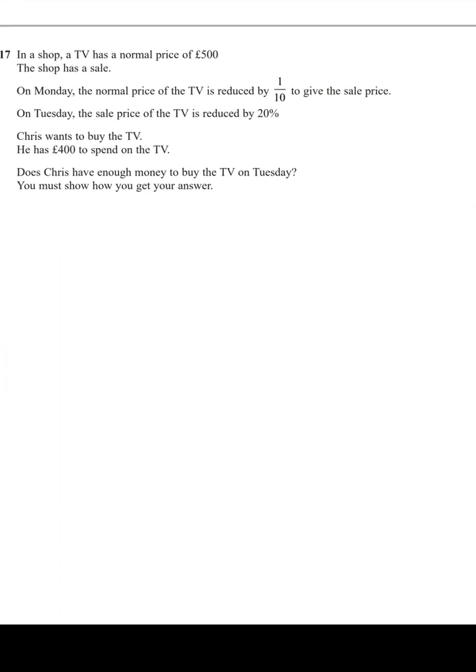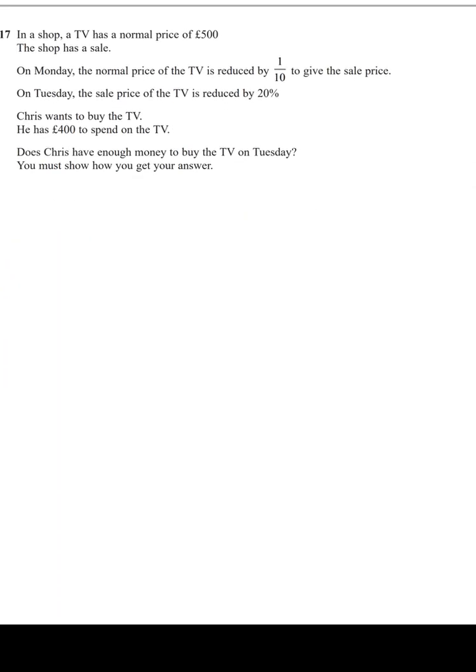Right, let's see what we've got now. In a shop, a TV has a normal price of £500. The shop has a sale. On Monday, the normal price of the TV is reduced by 10% to give the sale price. On Tuesday, the sale price of the TV is reduced by 20%. Chris wants to buy the TV. He has £400. Does Chris have enough money? Right, so let's get Monday's price firstly.